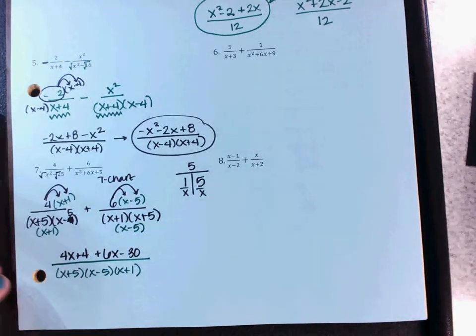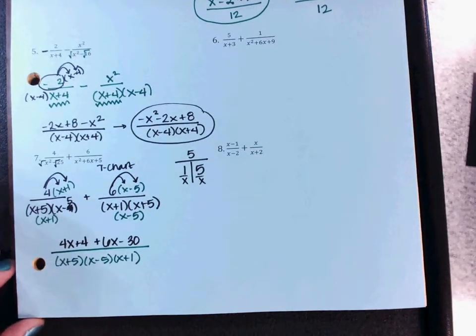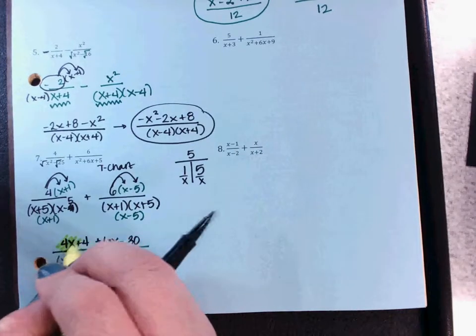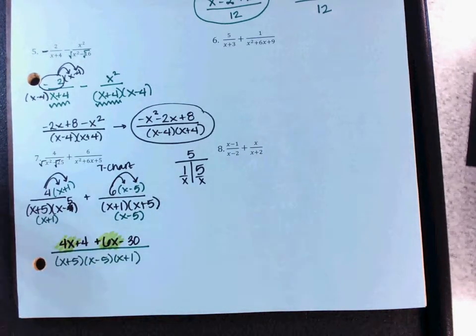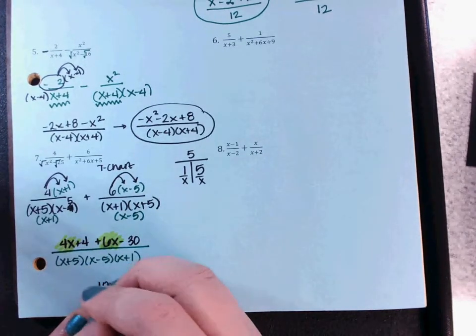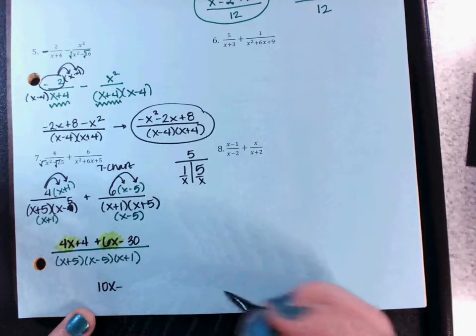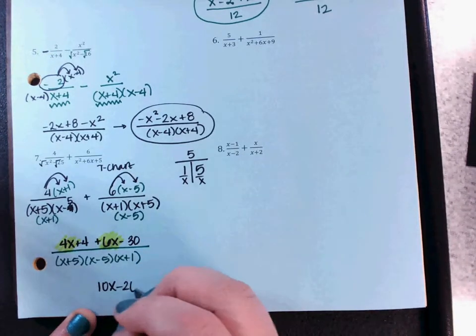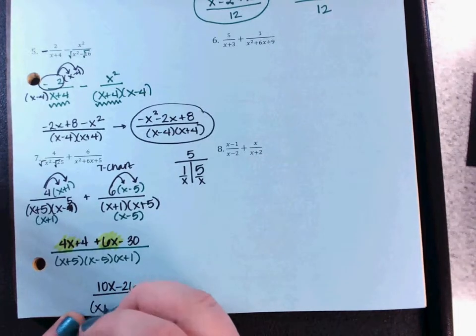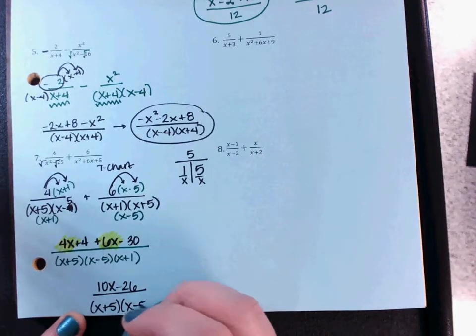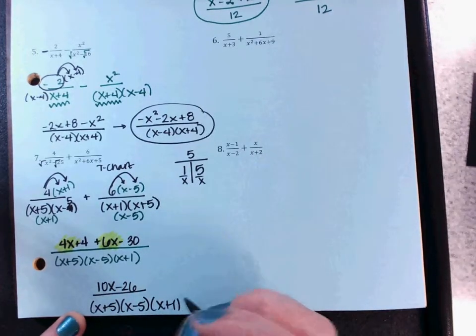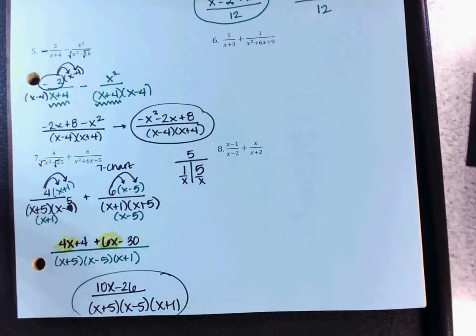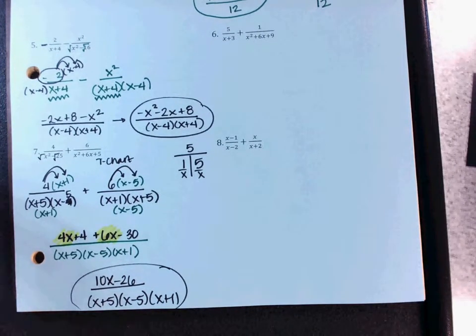Yeah? Okay, from there, if anybody can combine, you have to do it. Which of those guys can go together? 4x and 6x. How many is that together? 10x. And then what about 4 minus 30? Negative 26, because the 30 was bigger and it was negative. Remember that? Cool. Okay, take a look at number 8.